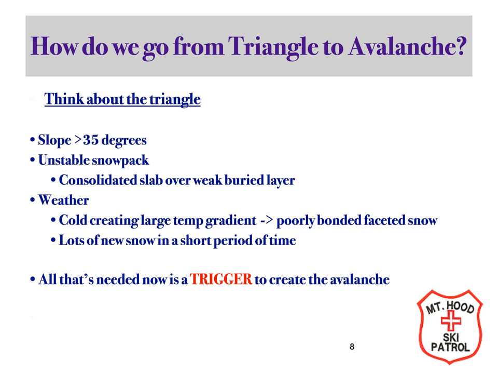So the avalanche triangle helps us identify the parameters that will determine avalanche susceptibility. Factors that will increase or decrease avalanche risk: slope greater than 35 degrees, unstable snowpack with a consolidated layer over weak layer, and lots of new snow contributing to rapid loading. But there's one more factor that's needed to convert the risk of an avalanche to a real avalanche. That's a trigger that can initiate avalanche release.